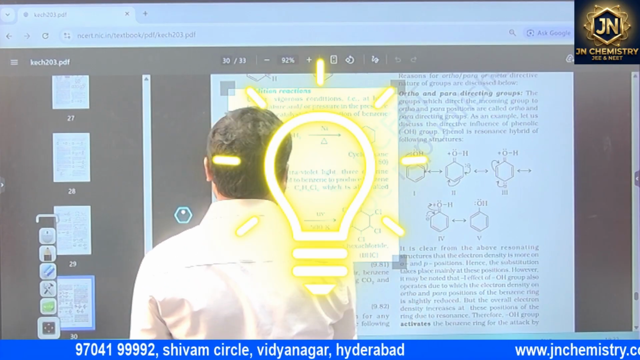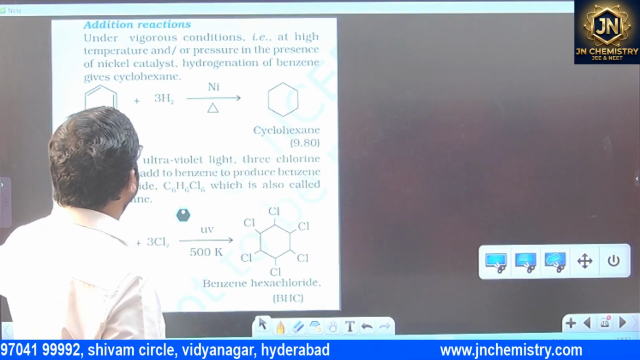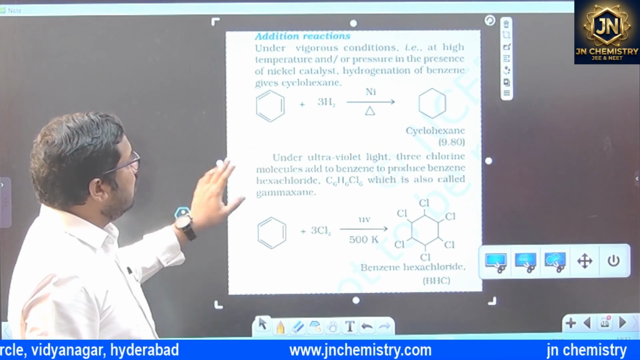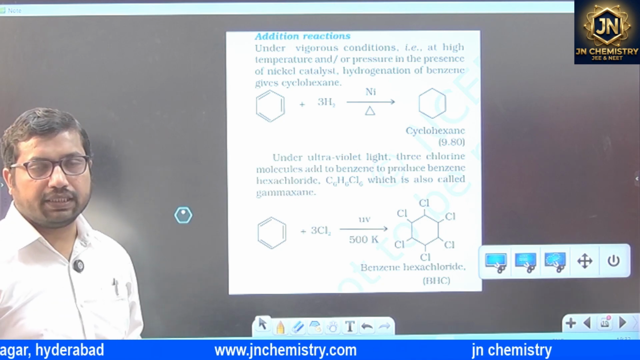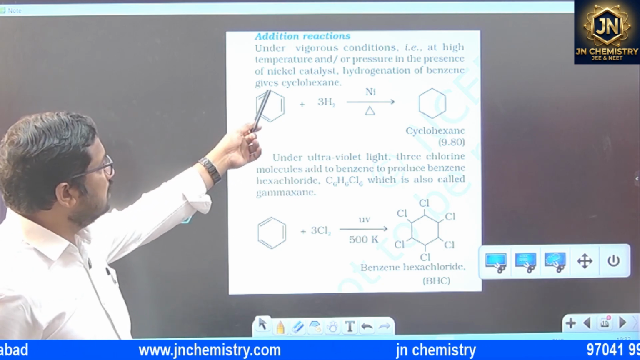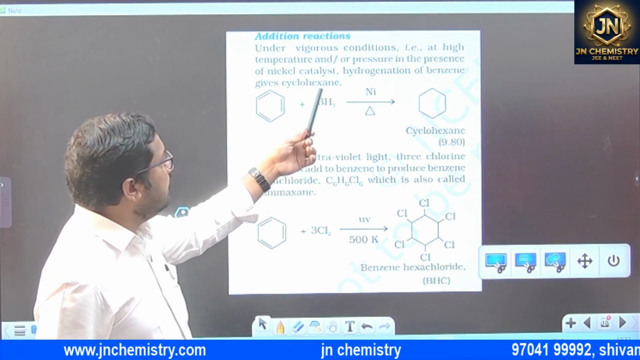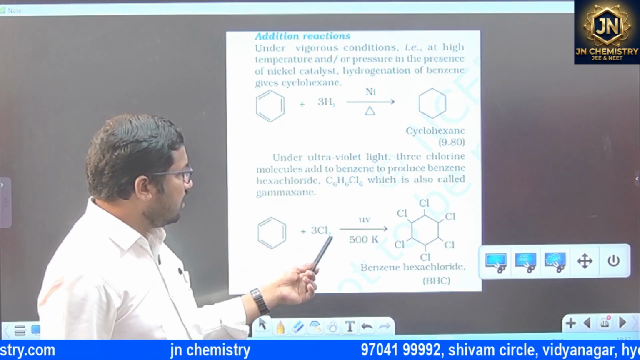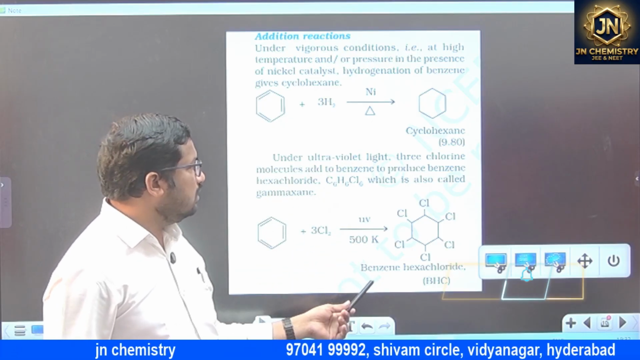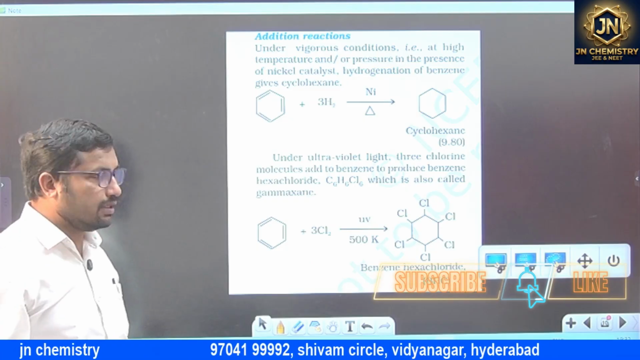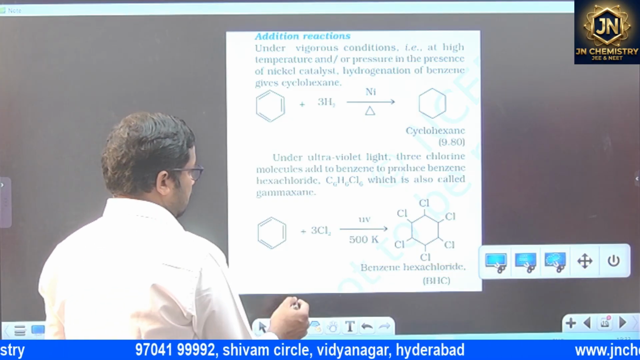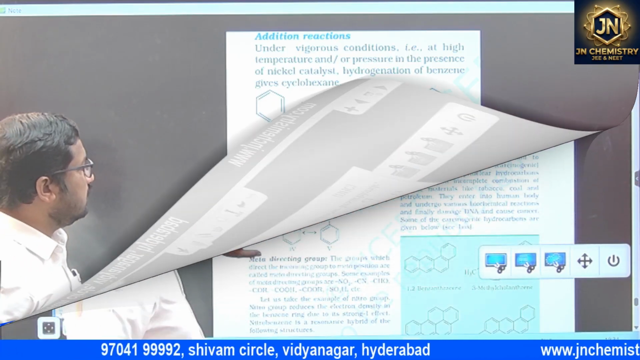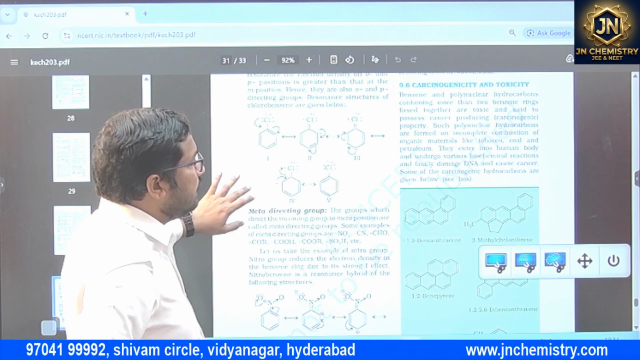These two reactions also important. Write it down. Addition reactions, no? Benzene generally does not undergo addition reactions, but under extreme conditions, high temperature and pressure with nickel, we will get cyclohexane, and in sunlight we get hexachlorobenzene, this we call gamaxine. మనం చీమల మందు వేస్తాం కదా, ఇదే చీమల మందు తెలుసా? గమాక్సిన్, hexachlorobenzene. ఇక్కడ కార్సినోజెనిసిటీ అండ్ టాక్సిసిటీ.